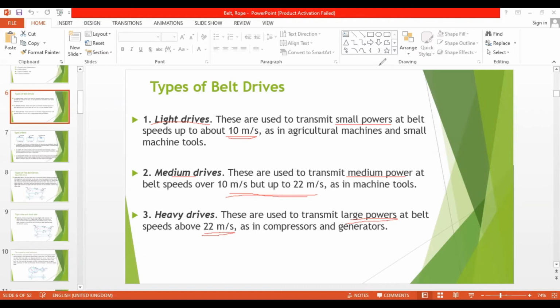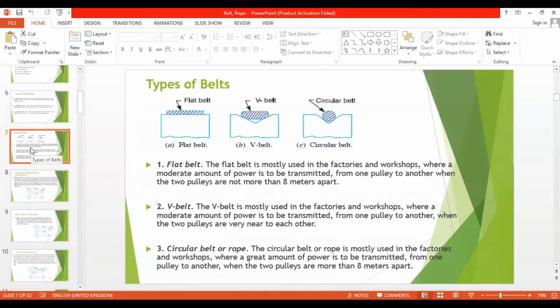This is categorized based on the use of the drives. Then, based on the types of belts, we can classify them as flat belt, V belt, and circular belt. We can classify them in this way also.